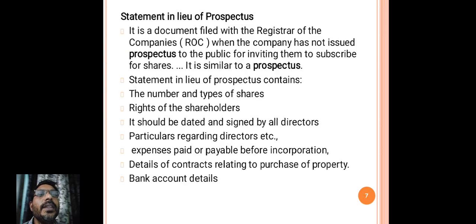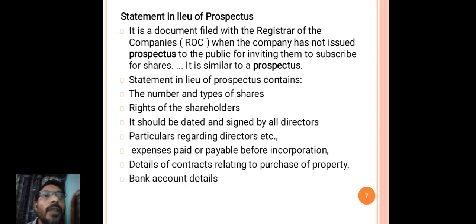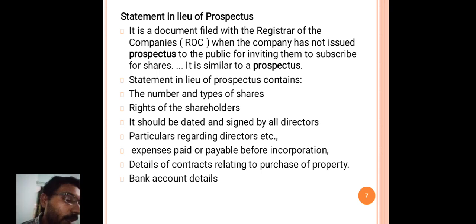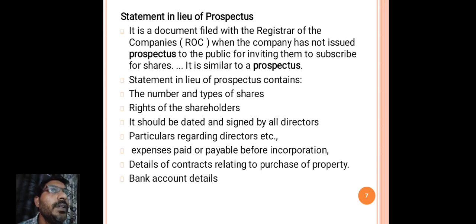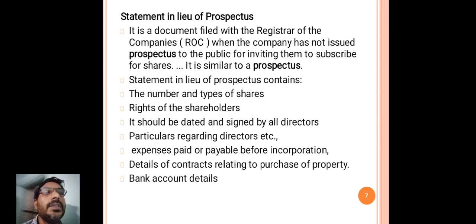So these details are available in the statement in lieu of prospectus. It is similar to a prospectus. Some companies have not issued a prospectus. Those companies will issue a statement in lieu of prospectus, similar to a prospectus, and it contains so many details.